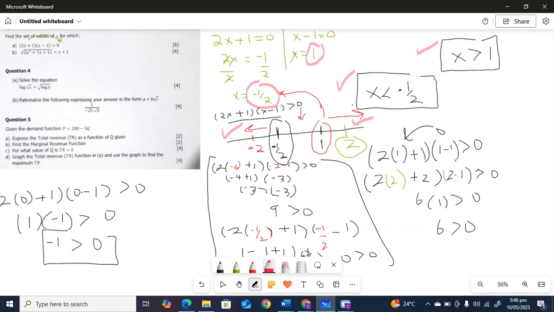Any questions before we move to the next one? You find your 2 critical values first. So once you find your 2 critical values, then you know how the number line appears. So here, since we knew our critical values were x equals negative half and x equals 1, when we drew our number line, that's how we put them like this first.